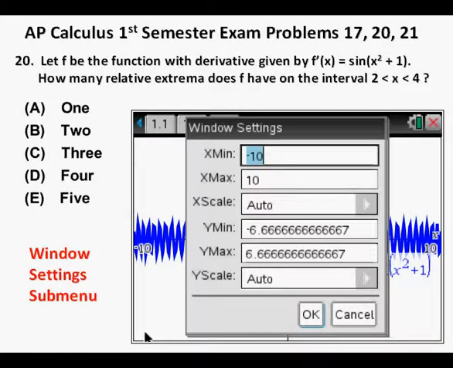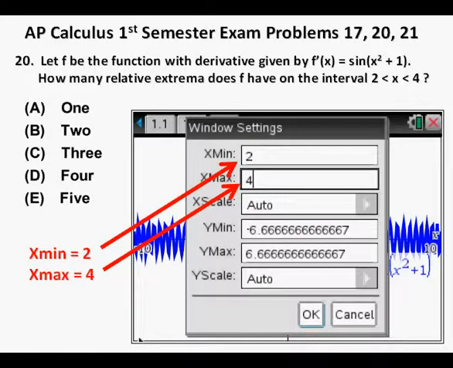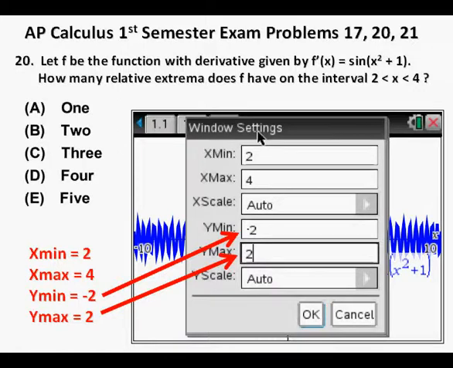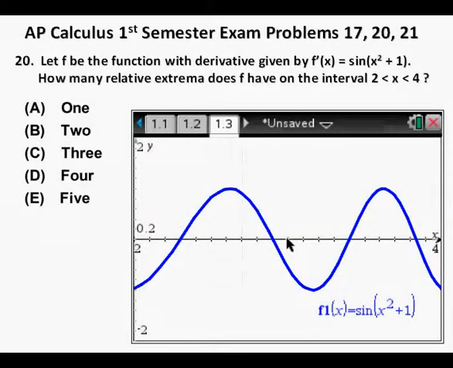Since we're evaluating the interval between x equals 2 and x equals 4, that's what I've changed the x min and x max to here on the settings. And to see the x-axis better, we'll change the y minimum to -2 and the y maximum to 2. Now to look at the graph, we'll tab down to OK and press enter. So now we have a good look at the function over the relevant interval, from 2 to 4.